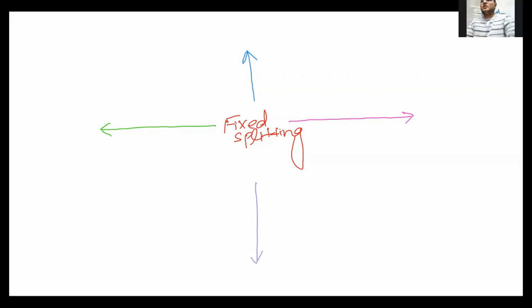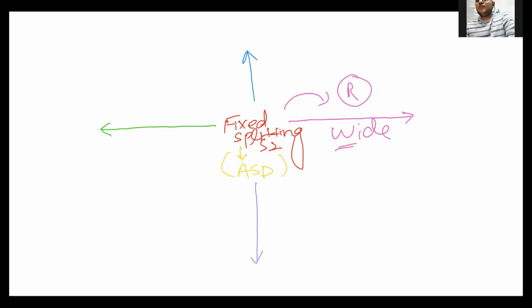So when you are remembering the splitting of S2, always remember that in the middle is the fixed splitting of the S2. This happens due to ASD, atrial septal defect, which gives a fixed splitting. When I go to the right side, what will be the cause? It will be a wide split on the right side. Remember, it will be a wide split on the right side. So what are the causes of wide splitting?